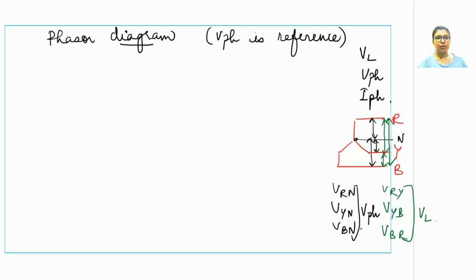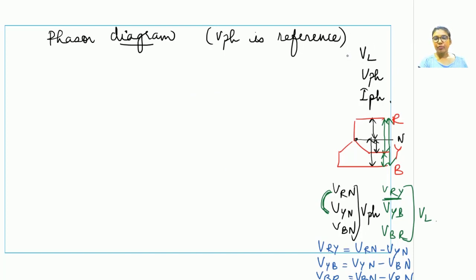Now apart from this, one must also know the relationship of the line voltage with respect to its corresponding phase voltage. So what was the expression? Let us note it down. VRY is equal to VRN minus VYN. Likewise for VYB and finally for VBR. This has been covered in detail in our previous video lecture. So now taking this as our base, we have to represent the phasor diagram.